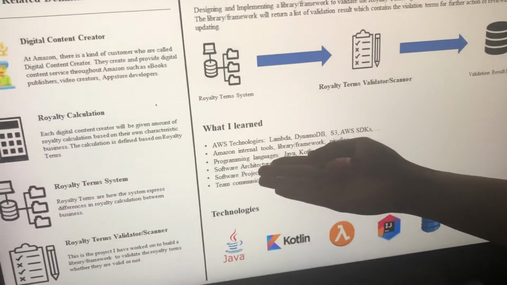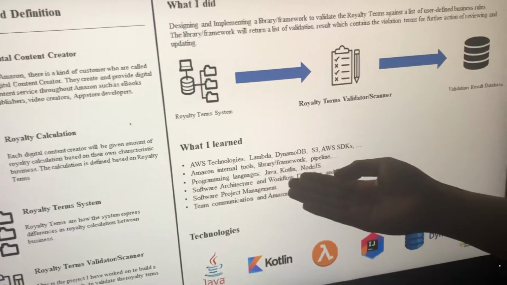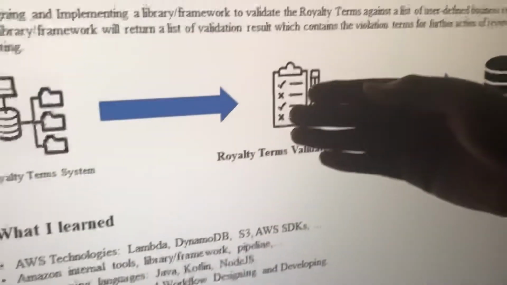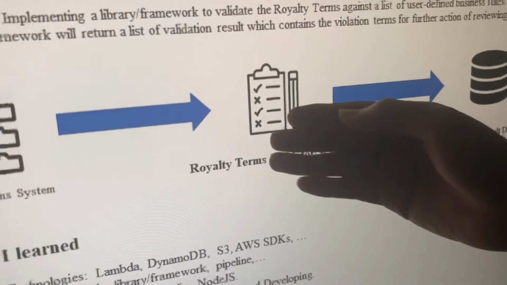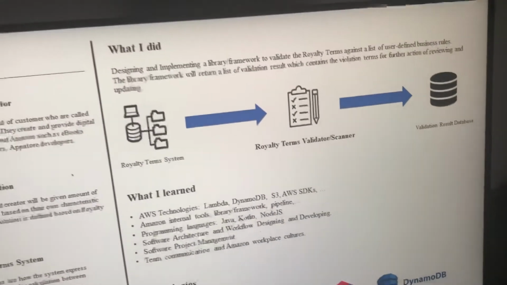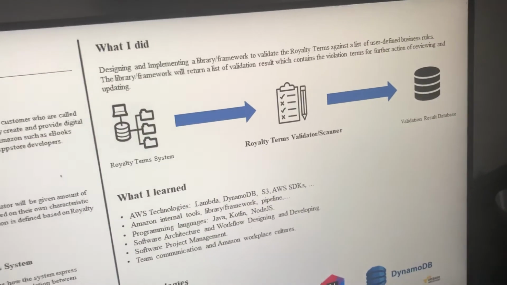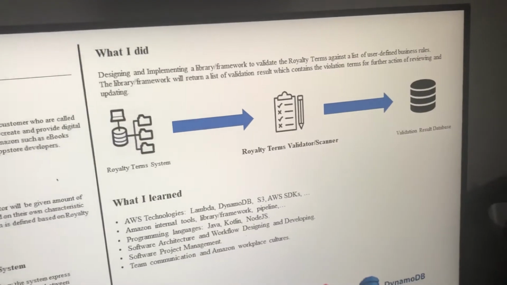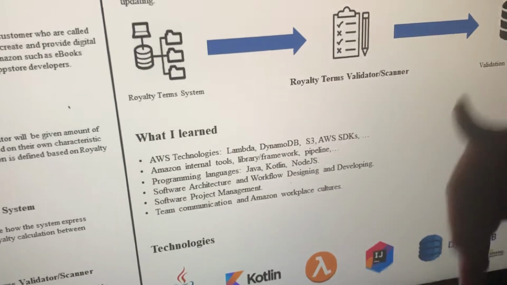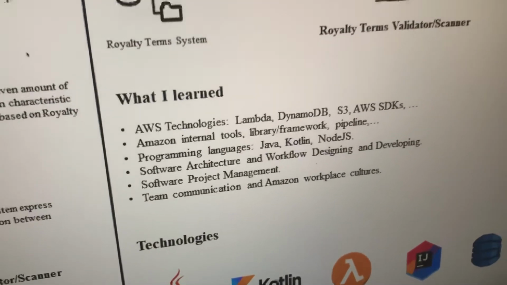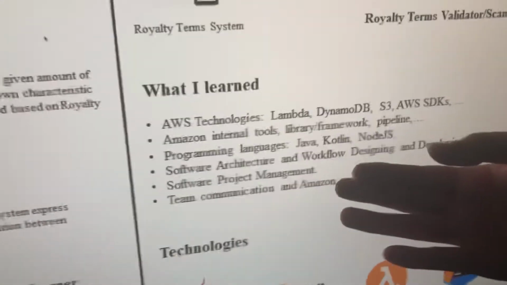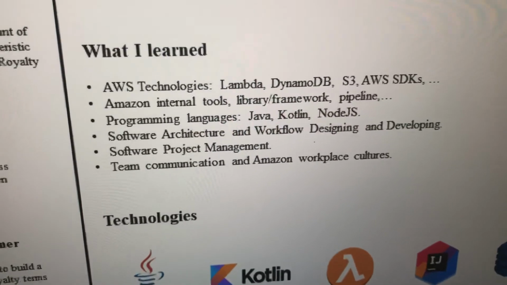I had a chance to practice Java, Kotlin, and Node.js. I built the library in Java. However, during my implementation, I also needed to use some libraries already built in the Amazon system, which were written in Kotlin. I needed to learn Kotlin in order to adapt and convert them for the purpose of my project.